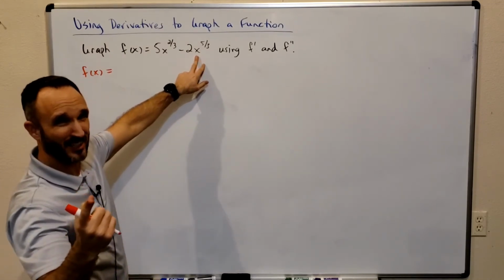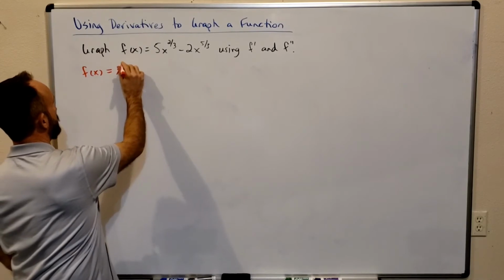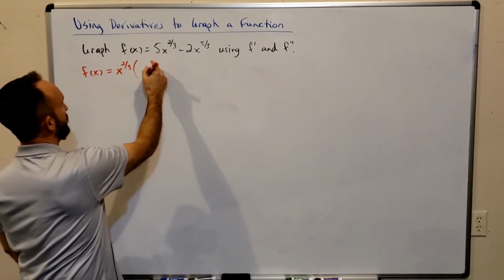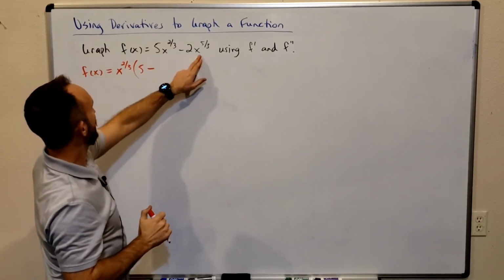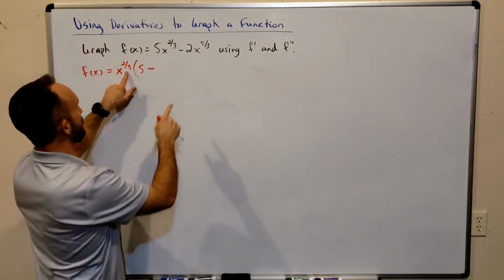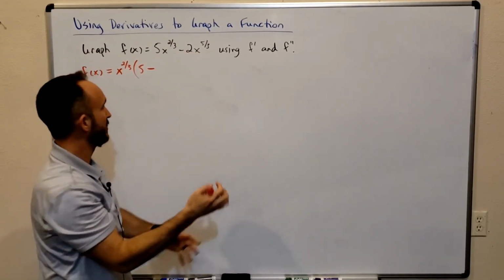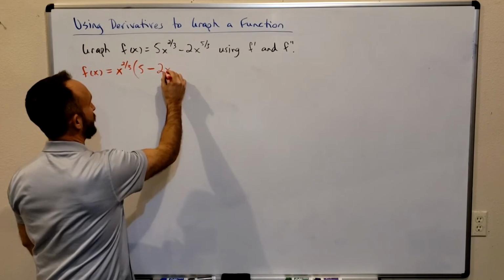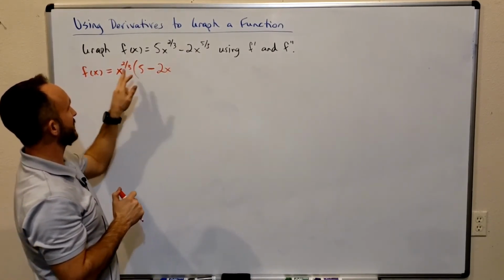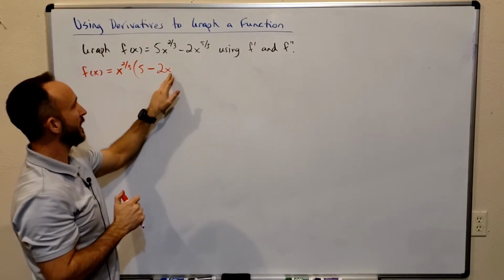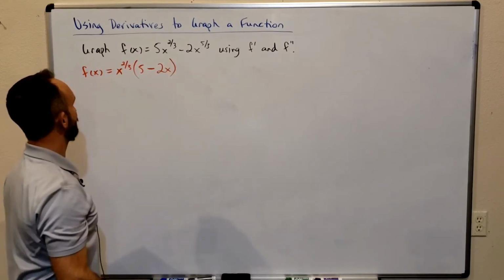And really, this is just going to get us warmed up for the first and second derivatives anyway. So if I pull out an x to the 2/3, that's going to leave behind a 5 here, minus, and if I pull an x to the 2/3 out of x to the 5/3, it leaves behind an x to the 3/3, which is just x to the first. 3/3 is 1. So this is all we get.